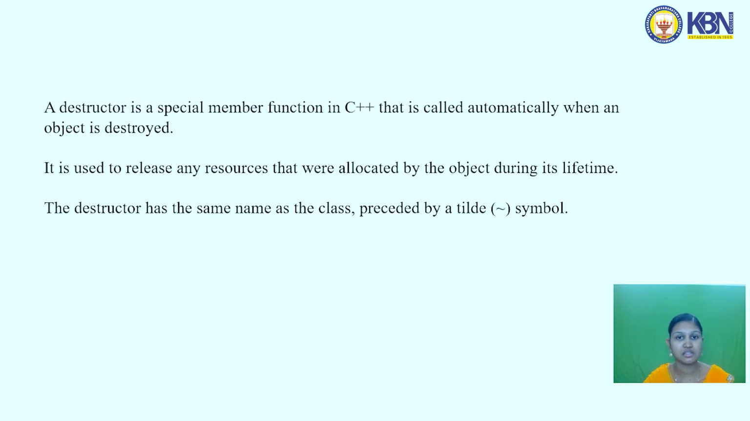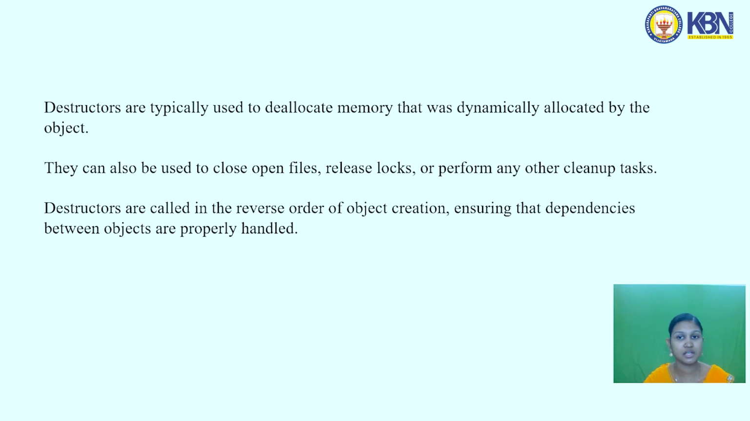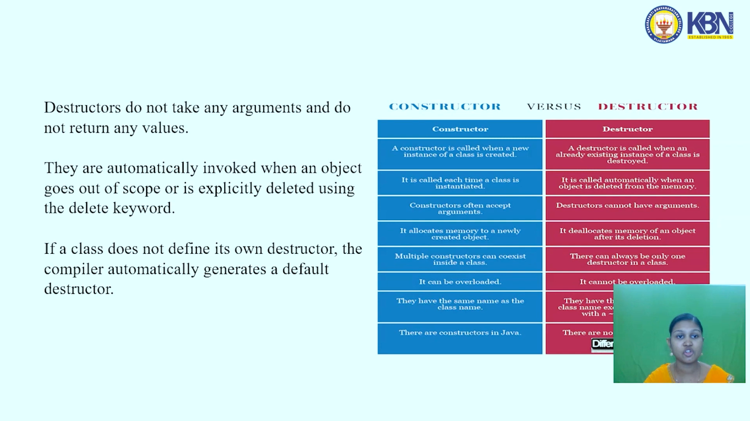What are destructors in C++? A destructor automatically destroys the object. This concept is known as a destructor, and the object is allocated during its lifetime. The destructor has the same name as the class, but with a tilde symbol. In the destructor you release dynamically allocated objects. Whenever you close a file, open a file, or release locks, you can use the destructor. Destructors run in reverse order of construction. A destructor does not take any arguments and does not return any values.